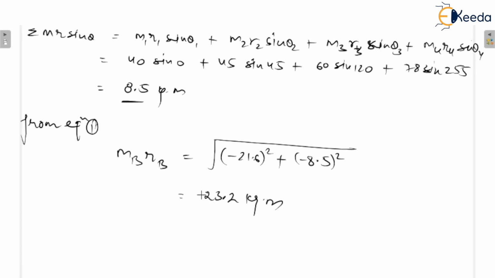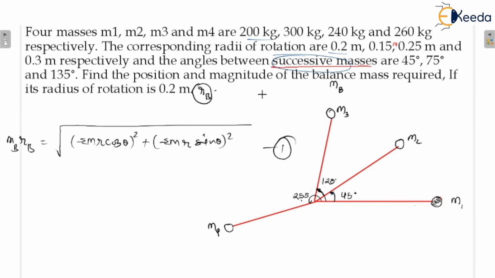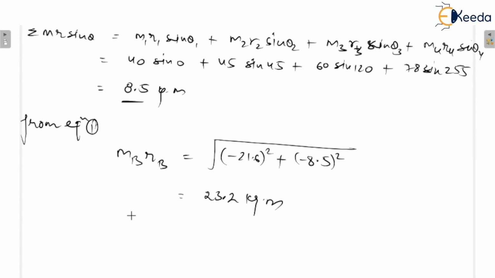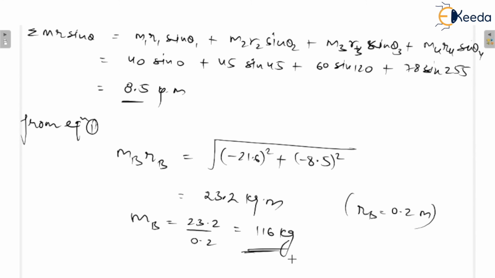Now we have to calculate the balancing mass. Here in the question it is asking the magnitude of the balancing mass required. First we calculate the magnitude because RB is given, that is 0.2 meter. So 23.2 upon 0.2, and from here you can get the value of MB, that would come out to be 116 kilogram. So we have calculated the magnitude of the balancing mass. Now the next part is position. How can we calculate the position?